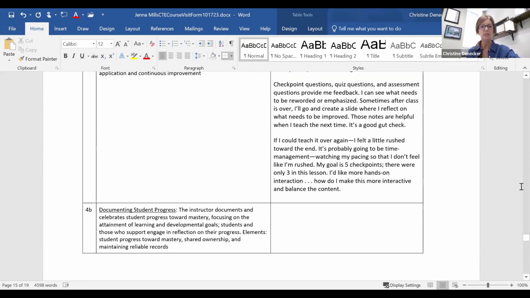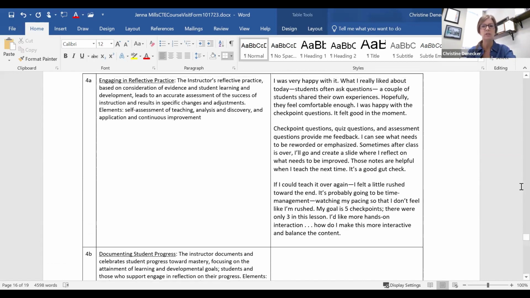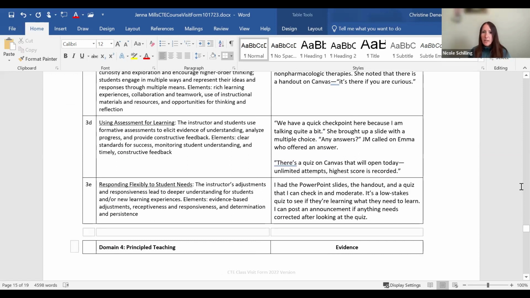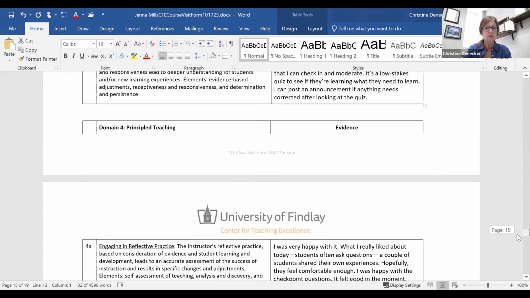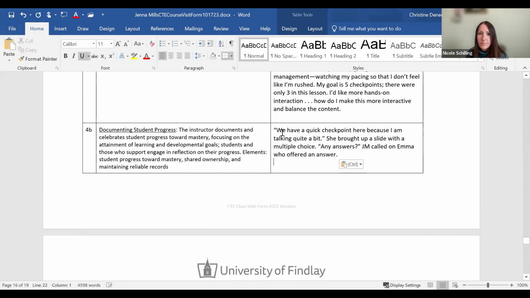We have 4A evidence, lots of it. Documenting student progress. I know we have this because she's using her quizzes to document their progress and their understanding. So we can pull some evidence. Yes, that we already have. And yeah, absolutely. Even where she's talking about the checkpoints too. She's monitoring student progress. I'm just going to pull this from 3D and copy it into that spot because it can work for both places. And she is trying to figure out student mastery and where they are in their learning.